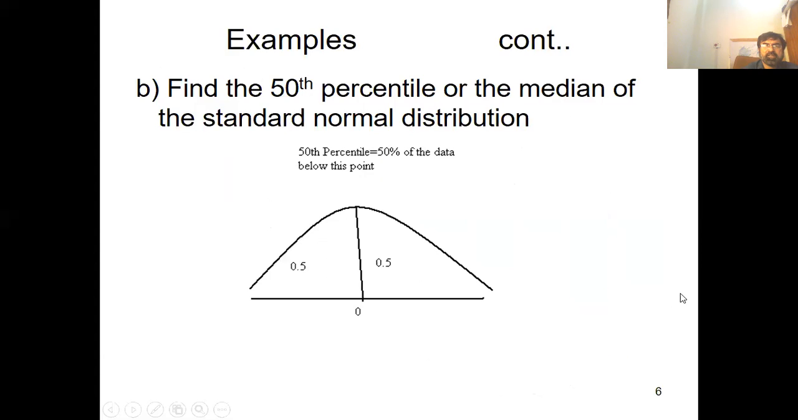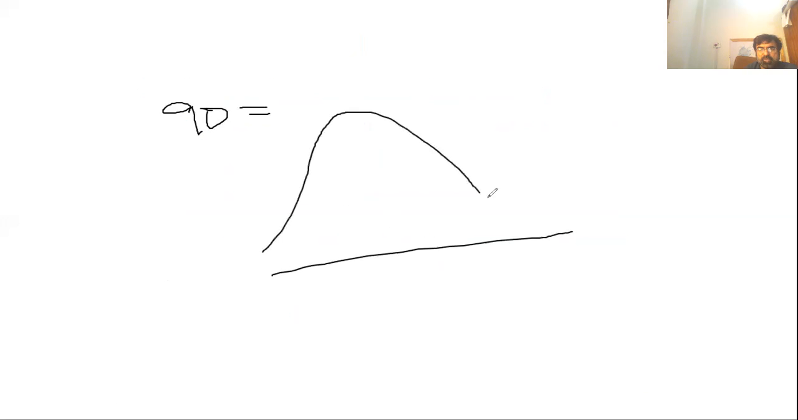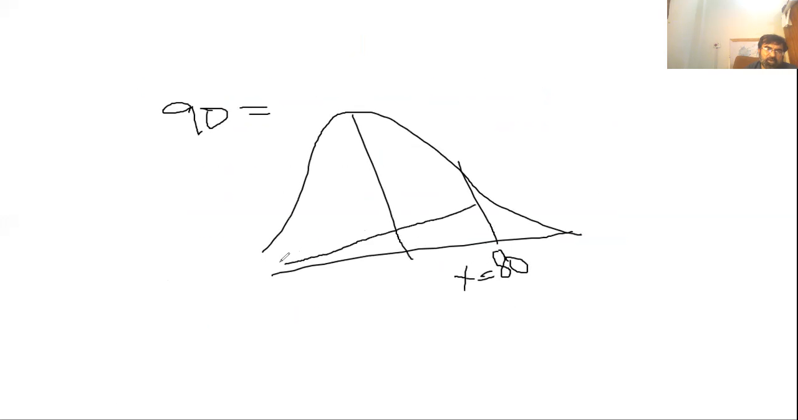Now do the other one. A person who has 90 marks. What percent of the students who take this examination get a score of at least 90, and what percentile? Now first, the student at most 80. If x is 80, what will be the percentage of those students who will get below 80 marks?